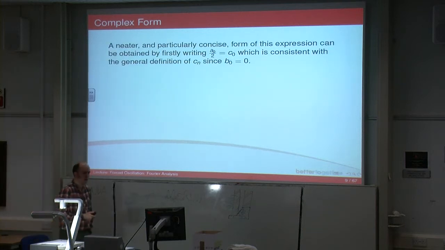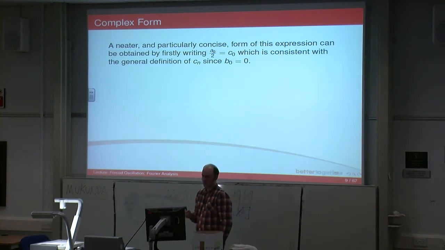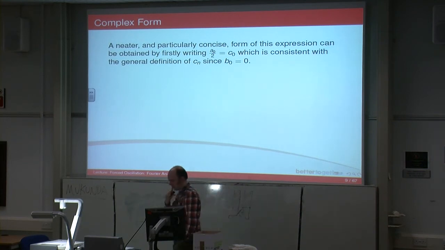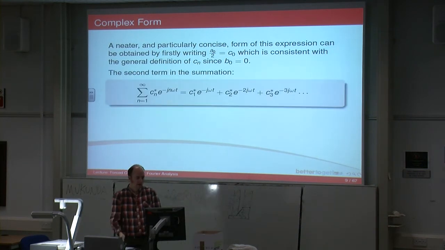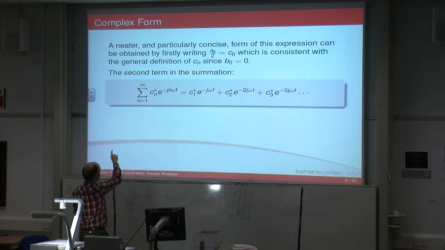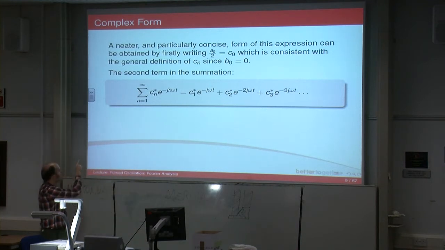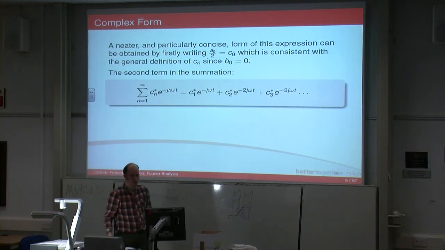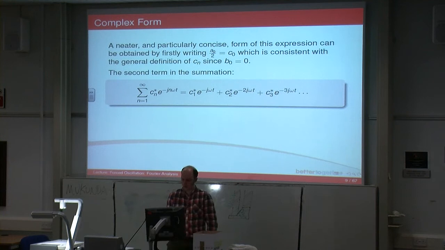If we take a naught over 2, which is that constant term, and make that equal to c naught, which is consistent, since b naught is always 0, a naught over 2 is c naught. For the second one, the star term, c star n is e to the minus j n omega t. I've replaced the theta with omega t just for the sake of clarity. If you write that out in long form, you get this expression here: c1 star e to the minus j omega t, c2 star e to the minus 2 j omega t, and so on.